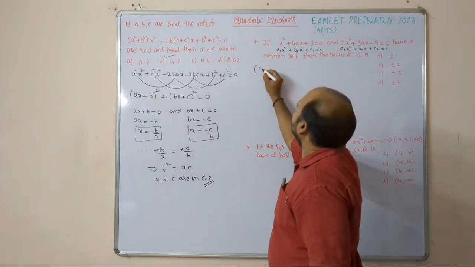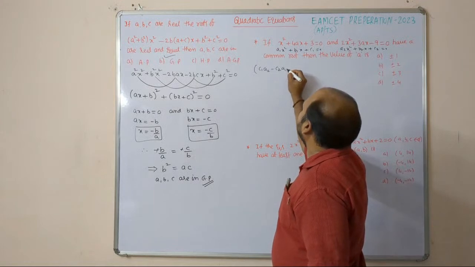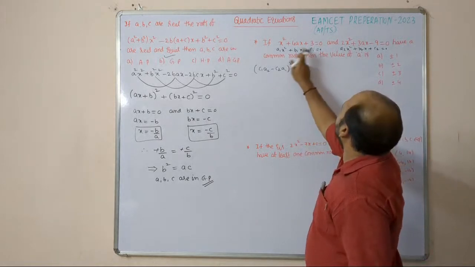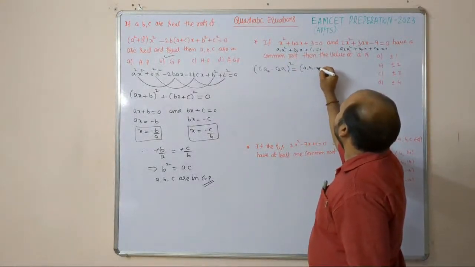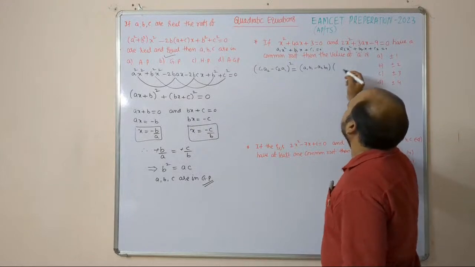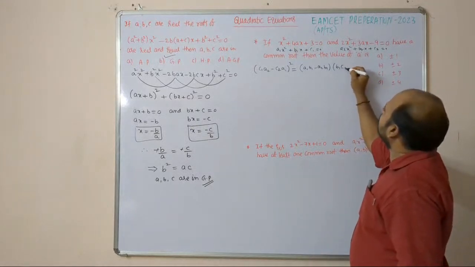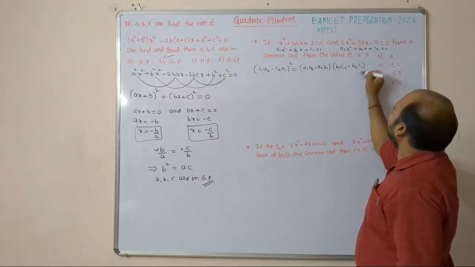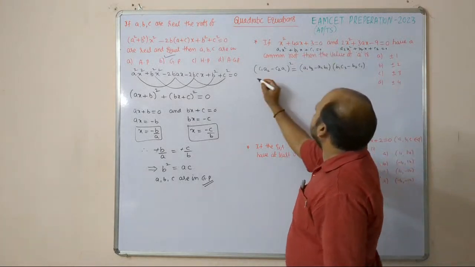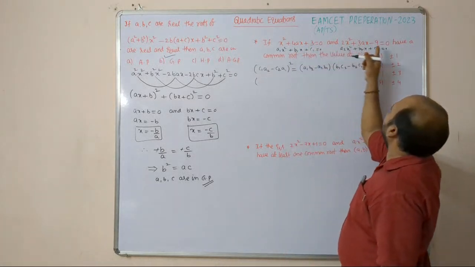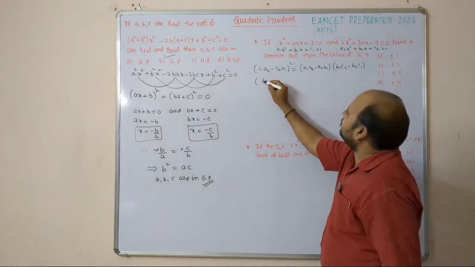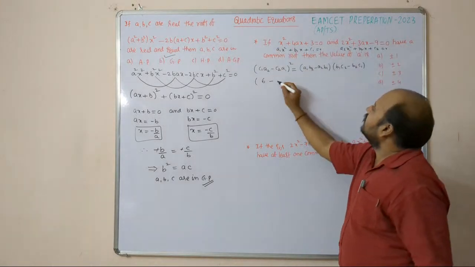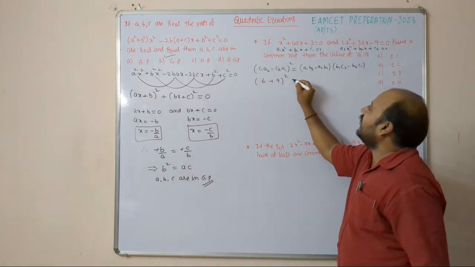Then we have the formula: (c1a2 minus c2a1) whole square is equal to (a1b2 minus a2b1)(b1c2 minus b2c1). Here c1 is 3 and a2 is 2, so 3 into 2 is 6, minus c2a1, c2 is minus 9 and a1 is 1, so minus of minus 9, plus 9, whole square, dear students.